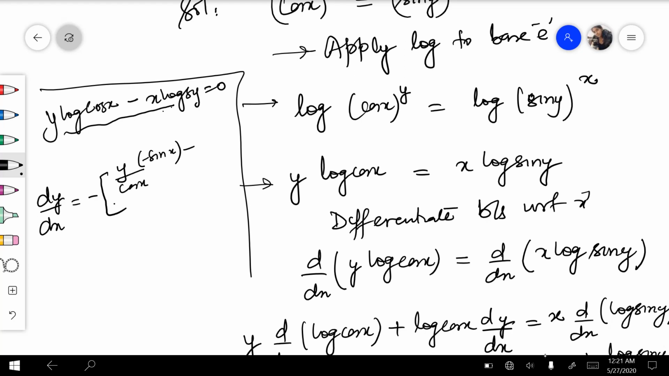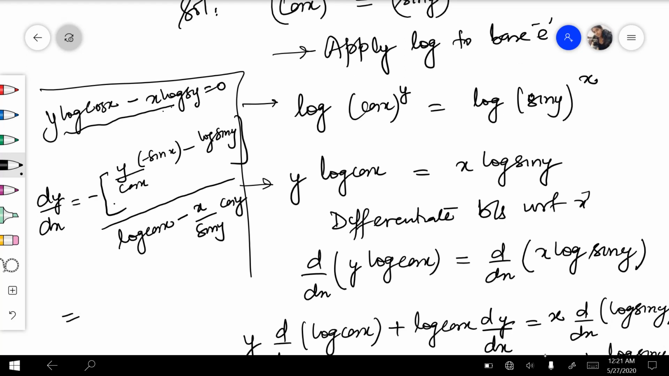Then x ka differentiation is log of sin y divided by the derivative of the same with respect to y, so it is log of cos x minus x upon sin y into cos y. It simplifies to, if we multiply the minus sign, so it becomes y tan of x plus log of sin y upon log of cos x minus x cot y.